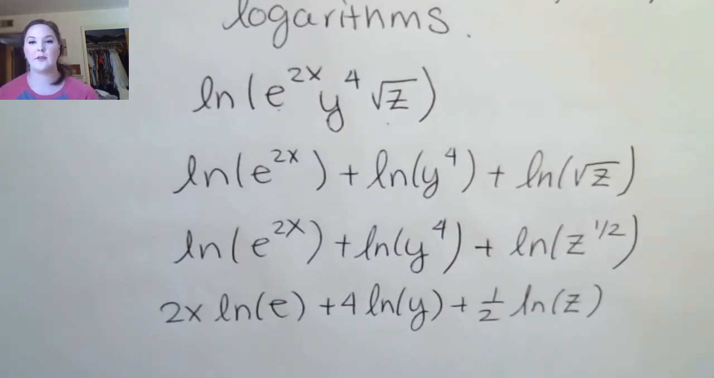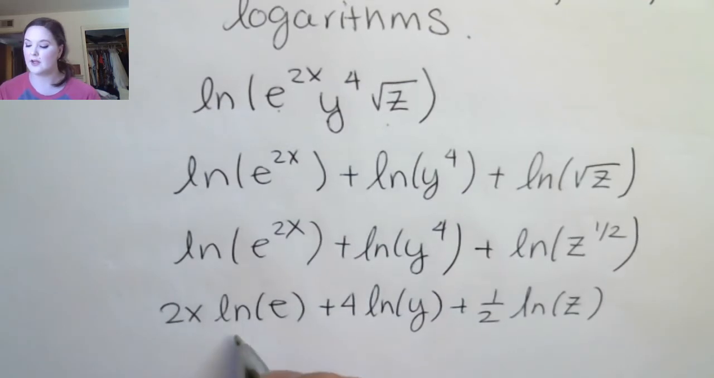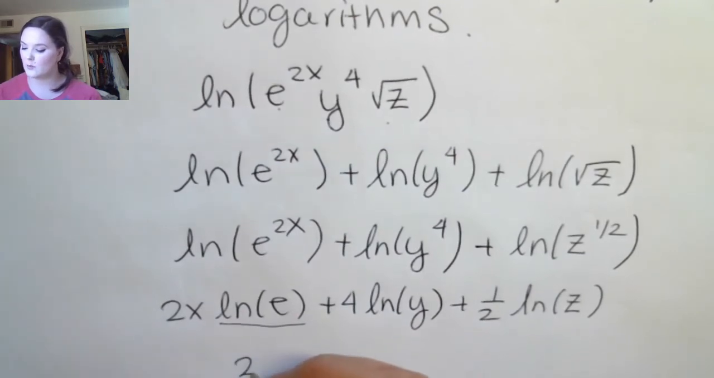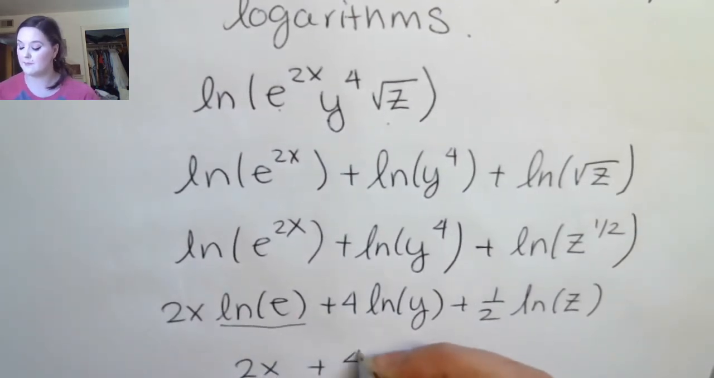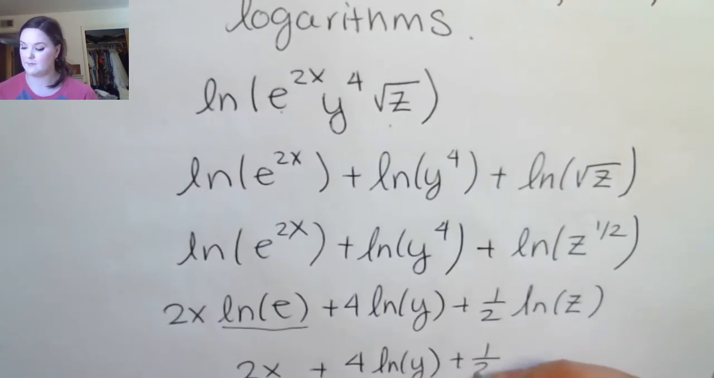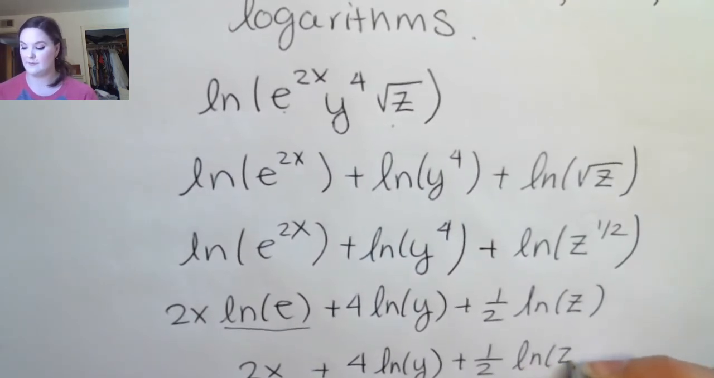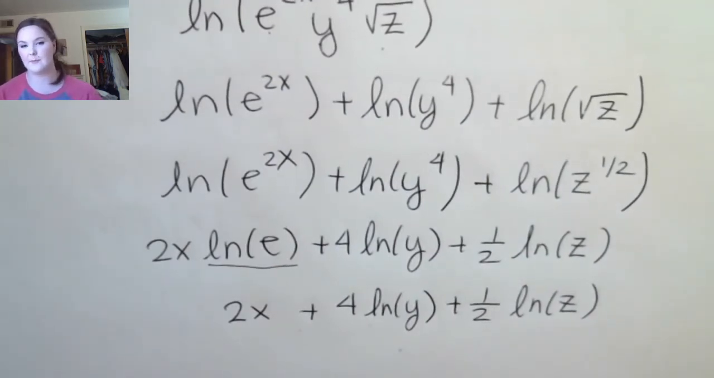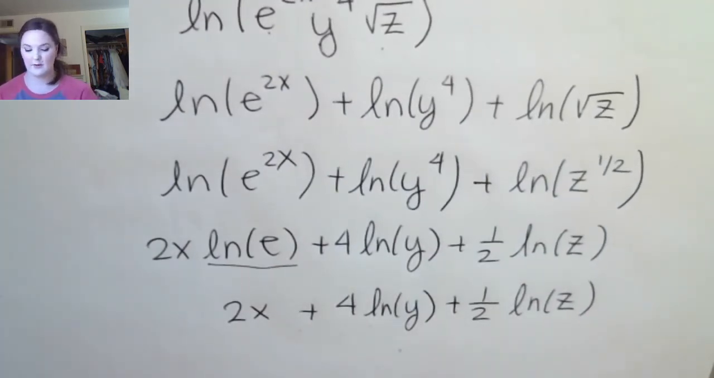Okay, now there's one more thing we can simplify. You can see we have natural log e here. Remember from the previous example, natural log e is 1. So that would be my fully simplified form. All right, so let's look at an example of combining things using the log properties.